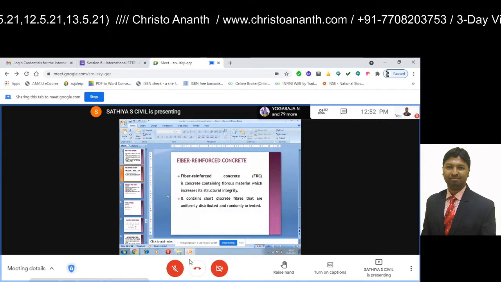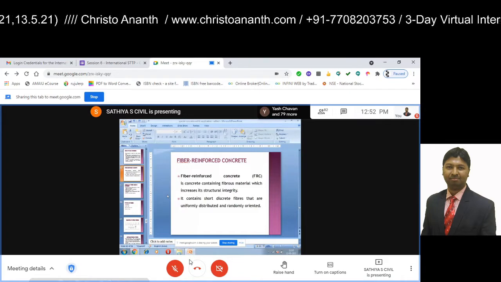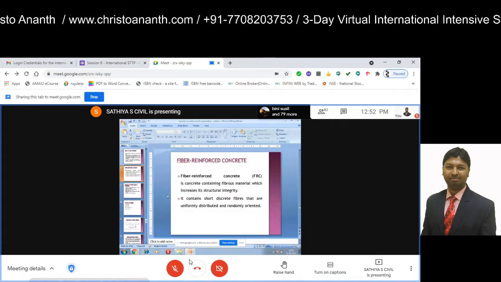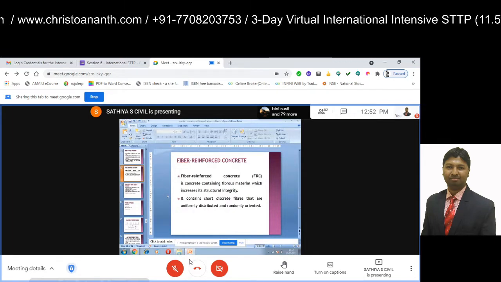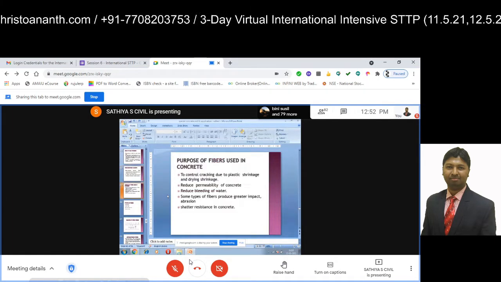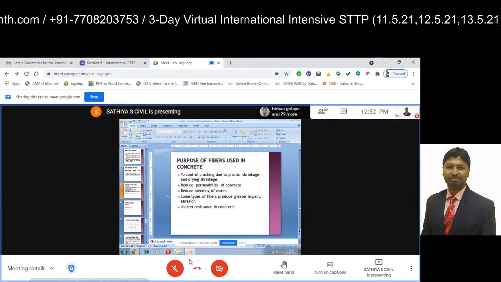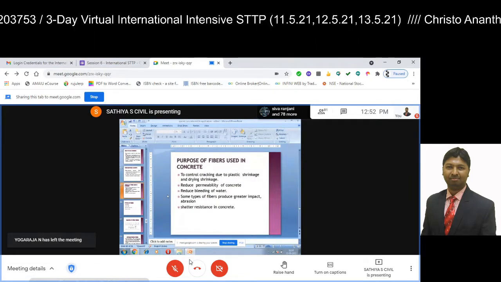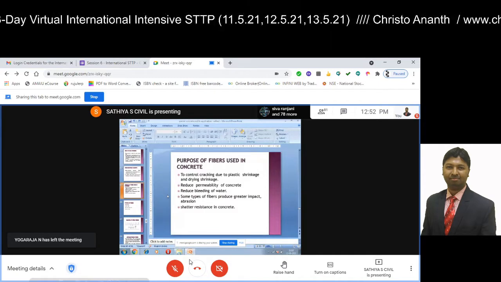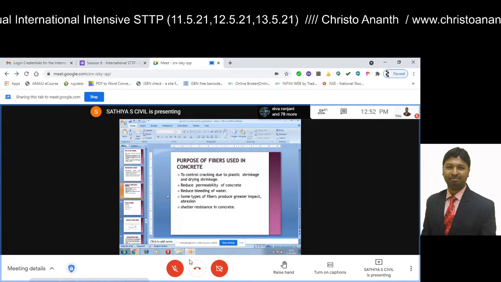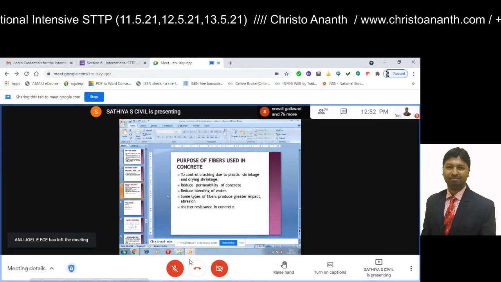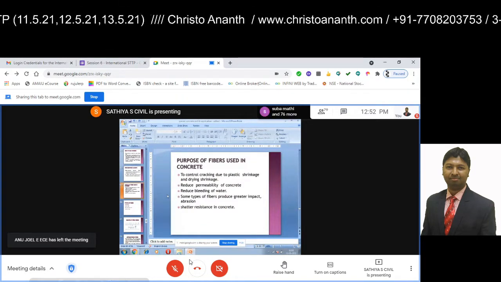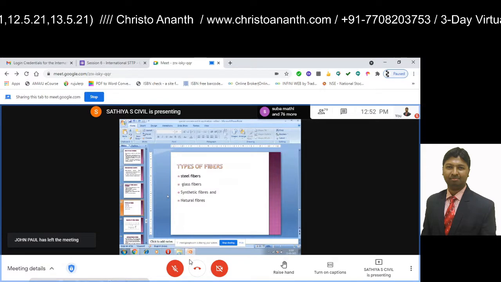And the next type is fiber reinforced concrete. Fiber reinforced concrete is concrete containing fibrous material which is added to the conventional concrete. The purpose of fiber reinforced concrete is to control the cracking due to plastic shrinkage and drying shrinkage, reduce permeability of concrete, and reduce bleeding of water. Then some types of fibers produce greater impact, abrasion, and shatter resistance in concrete.